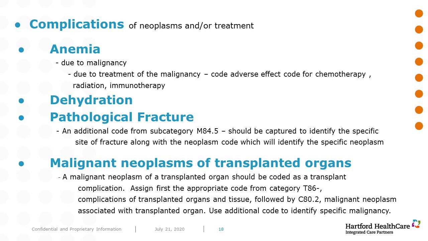Malignant neoplasms of transplanted organs. This is very important. Lots of times we cannot tell as coders what came first, the chicken or the egg. Did the patient have cancer and then got a transplant? Or did the patient have a transplant and then got the cancer? So there's really specific coding guidelines to those situations that are explained here. Assign the appropriate code first from category T86, which is the transplant, complications of transplanted organs, followed by C80.2, malignant neoplasm associated with transplanted organ.